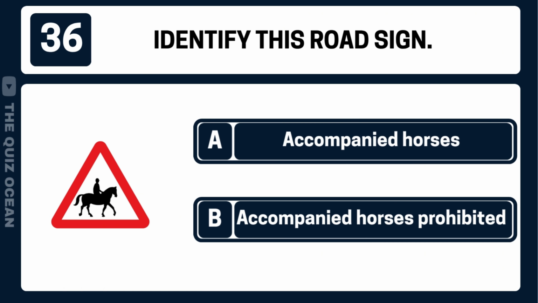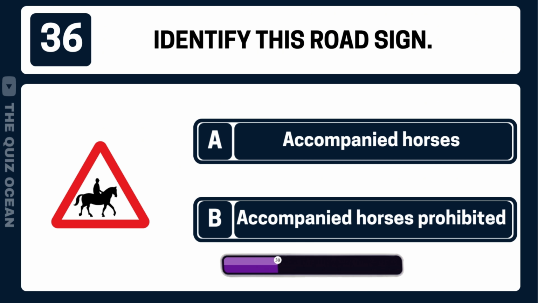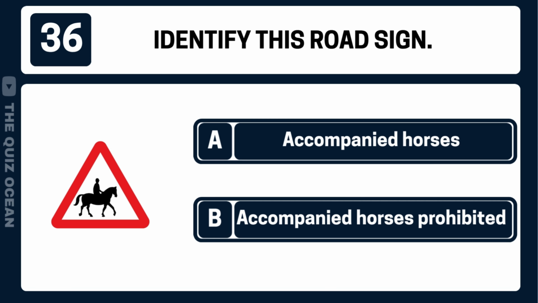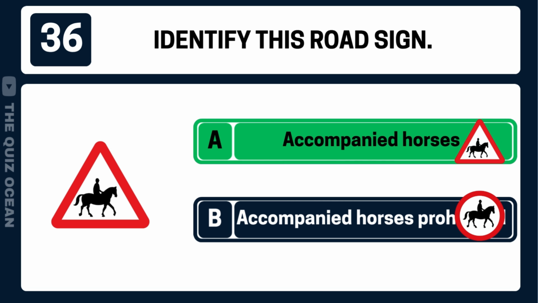Identify this road sign. A. Accompanied horses. B. Accompanied horses prohibited. The answer is A. Accompanied horses.